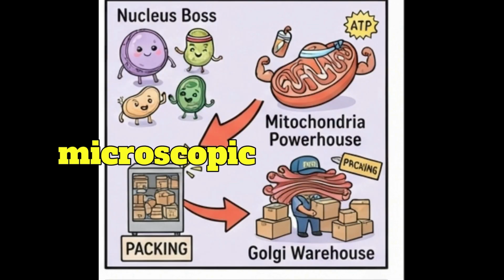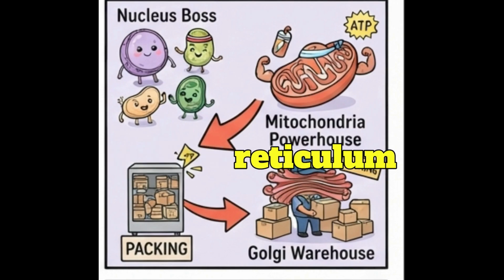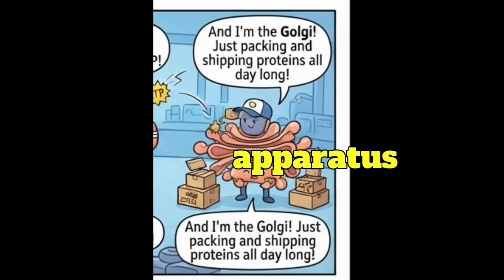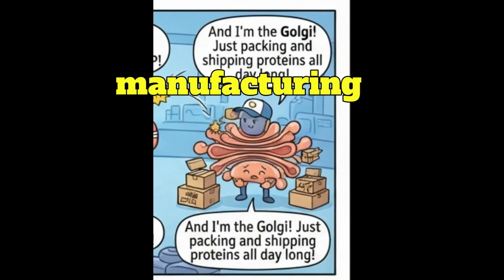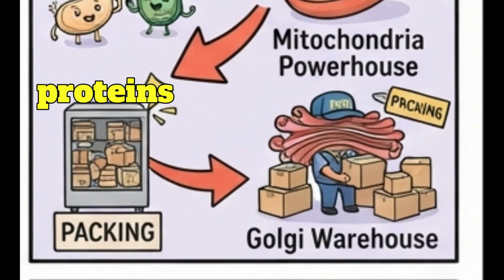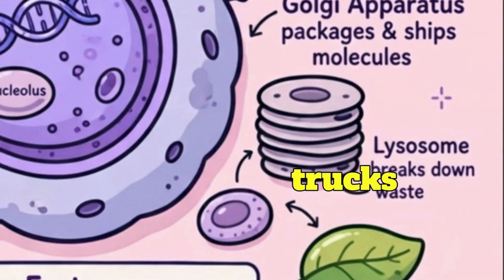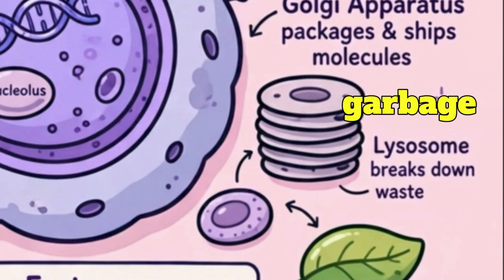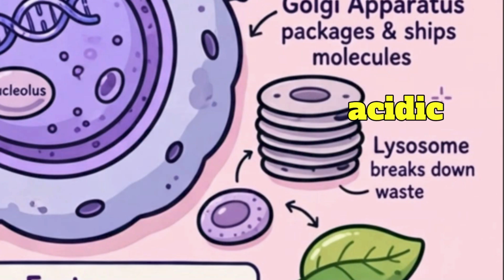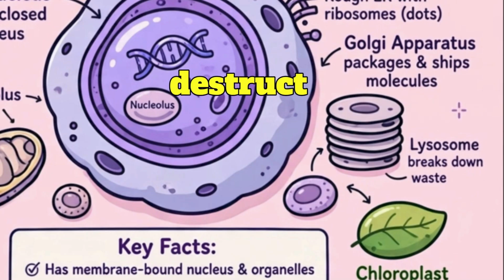Ribosomes, microscopic workers assembling proteins by translating genetic code. Endoplasmic reticulum, or ER, and Golgi apparatus, a chaotic manufacturing and shipping network. Now, the rough ER helps fold proteins like an Amazon warehouse, while the Golgi modifies, sorts, and packages them like the Amazon trucks. Lysosome, the biological garbage disposal containing acidic digestive enzymes to destroy unwanted waste or self-destruct if things go wrong.